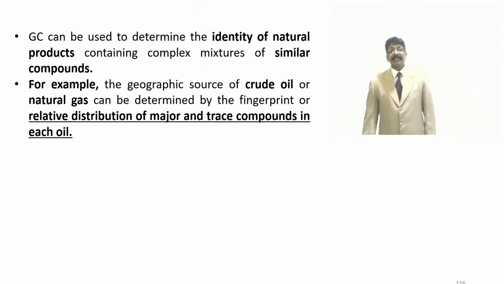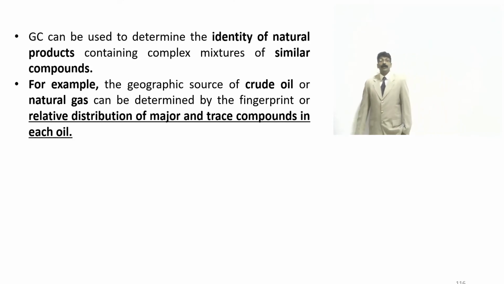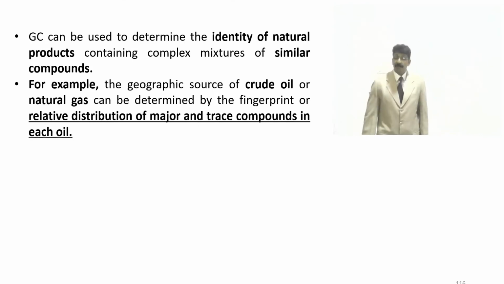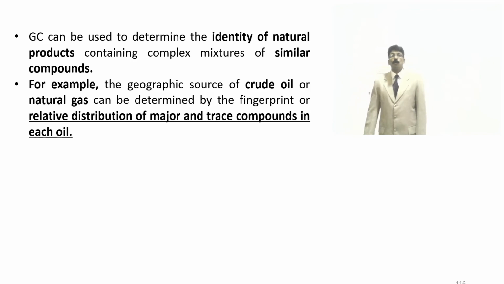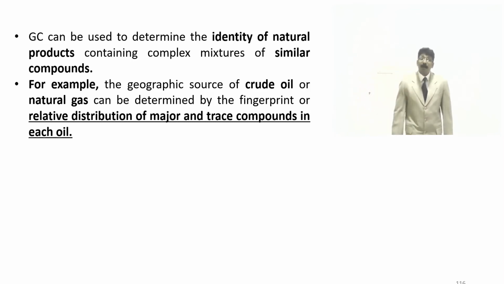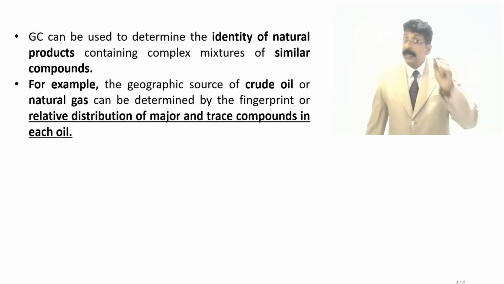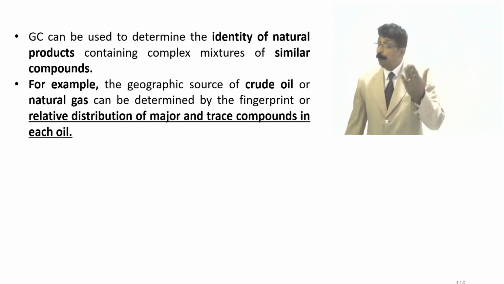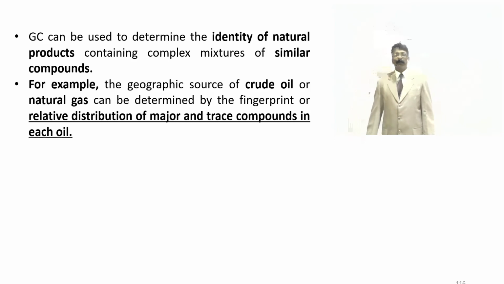And gas chromatography can be used to determine the identity of natural products containing complex mixtures of similar compounds. For example, the geographic source of a crude oil or a natural gas can be determined by the fingerprint of the chromatograph, or the relative distribution of major and trace compounds in each oil can be determined.